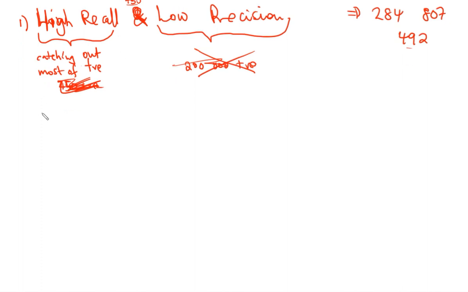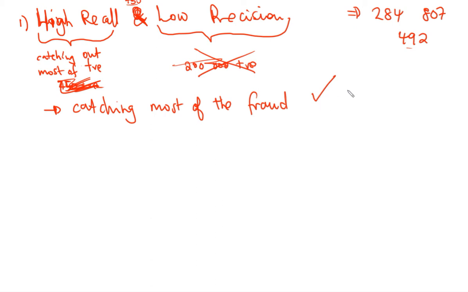So in this case, what are the implications? You might ask, when you have a model like this and you have to tell it to business, what do you tell business? What you tell business is, in this case, the company is catching most of the fraud, which is positive, which means we're not losing money. We're catching most of the fraud because of high recall.